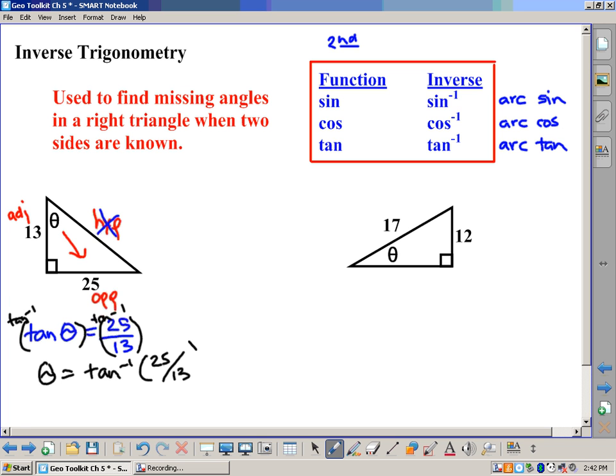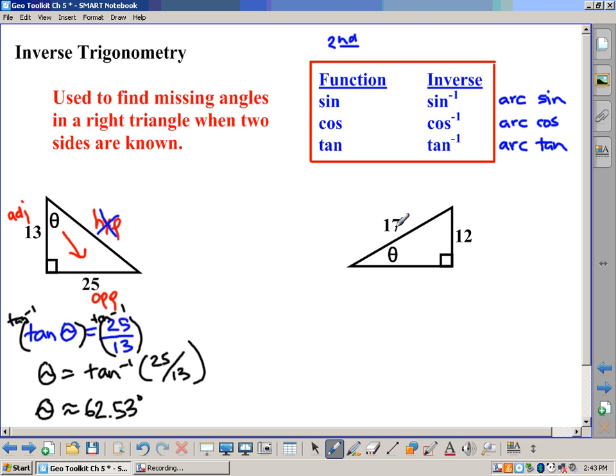So on your calculator right now, you're going to press second and then tangent to get tan negative 1, and then in the parentheses put 25 divided by 13, press enter, and when you're all done you should get the angle measurement. So theta should be, if we round off to two places here, 62.53 degrees. So that's what theta is, 62.53 degrees approximately.